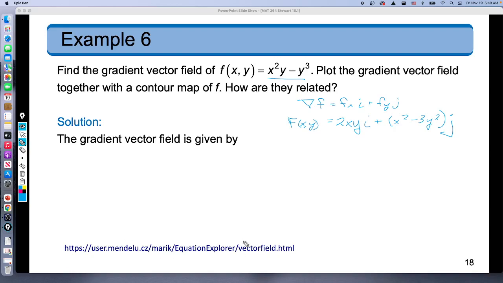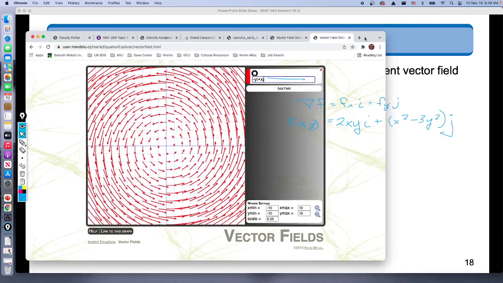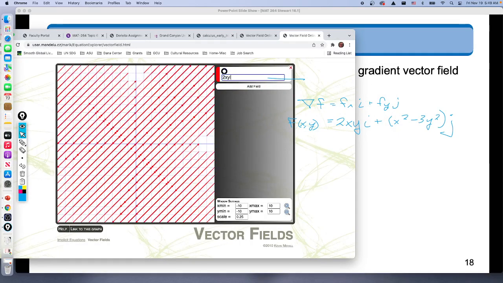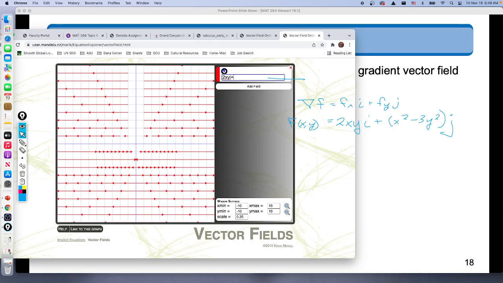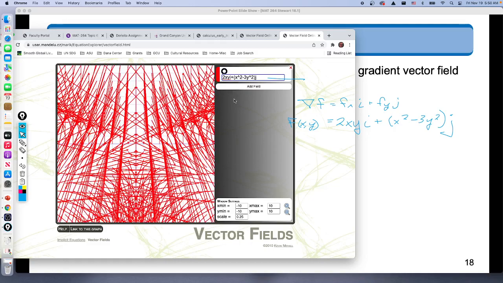Now we can go to this same online tool to graph it. So let's do that, and give some room here, some overlap. So I can put in 2xy i plus parentheses x squared minus 3y squared j. Wow, that's a mess.